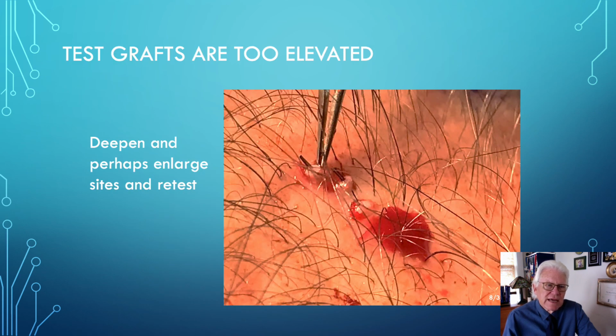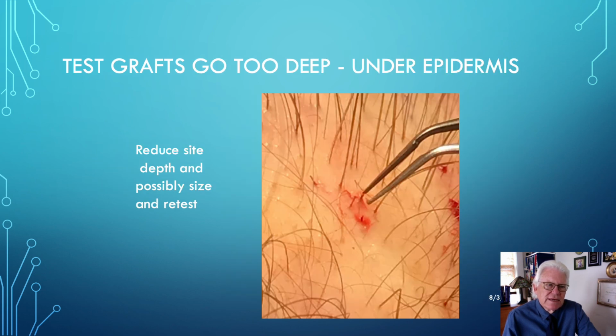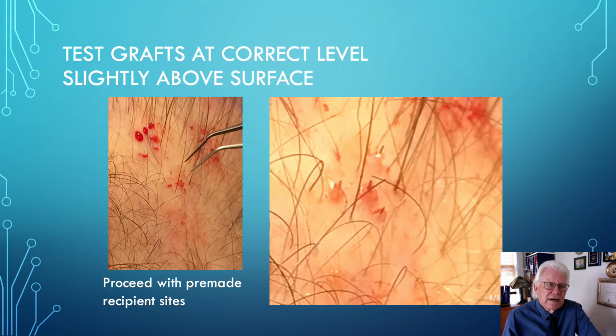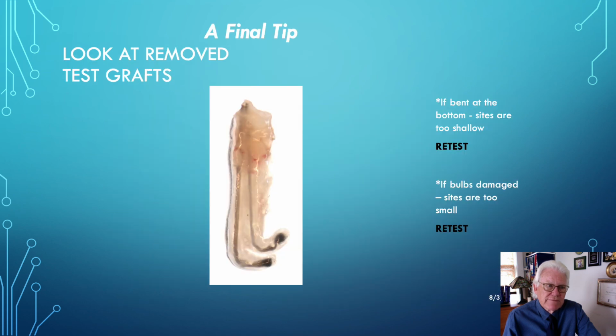In this case, the test grafts are too elevated. We have to deepen and perhaps enlarge the sites and retest. Here, the test sites are too deep. The grafts are actually sitting under the epidermis, and so we need to reduce the site depth and possibly adjust the size. Here, the test grafts are sitting at the correct level. They are ever so slightly elevated above the surface of the skin, and now we can proceed with pre-made sites.